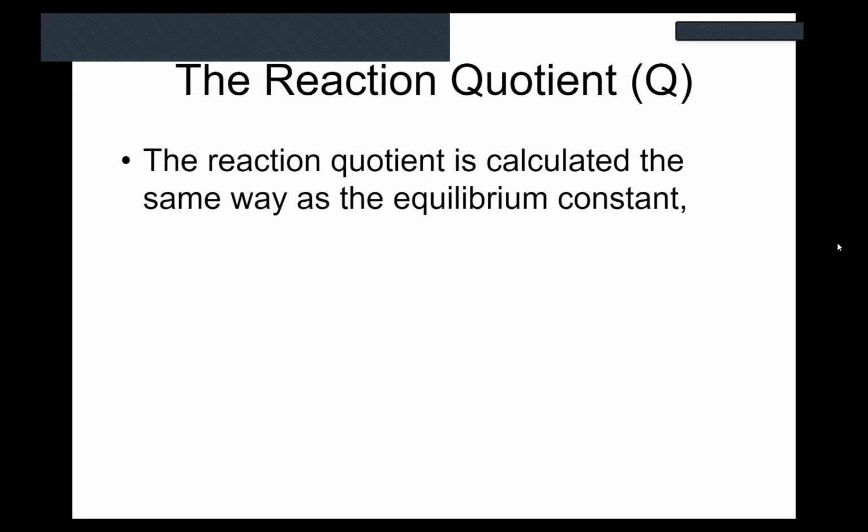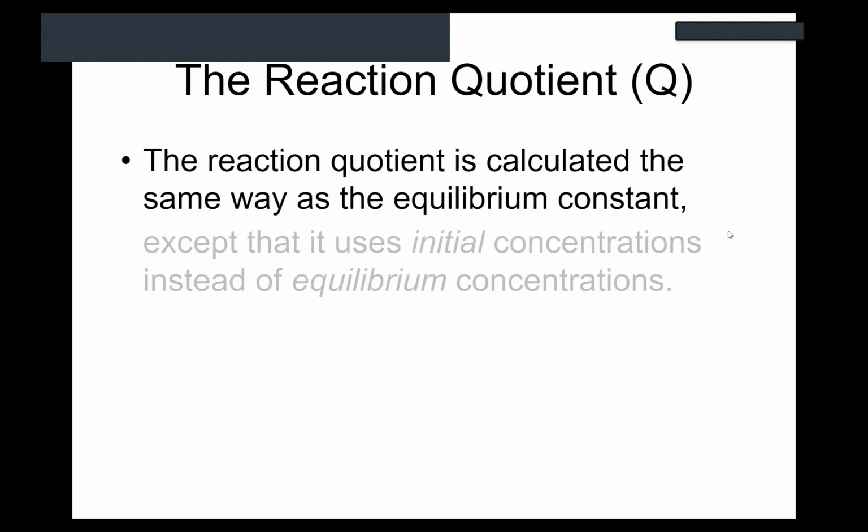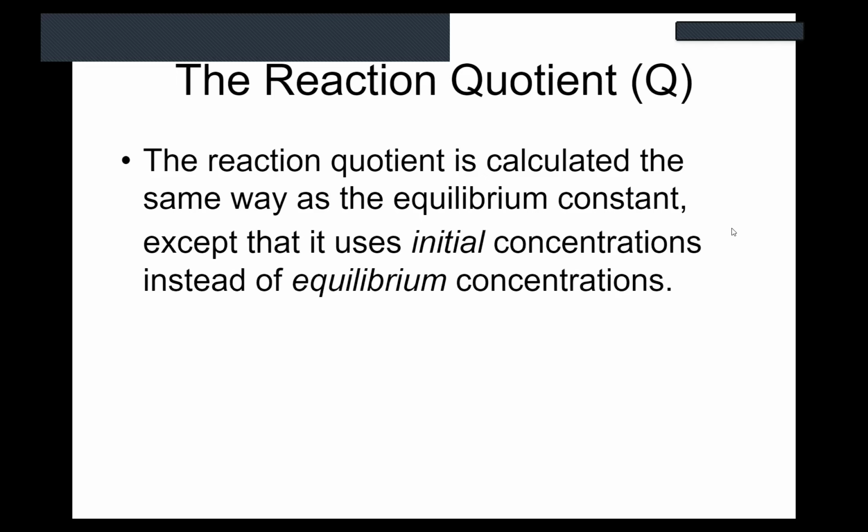The reaction quotient is calculated the same way as the equilibrium constant. Products raised to the power of their coefficients, all over reactants raised to the power of their coefficients, except that it uses concentrations that are not known to be at equilibrium, which we call initial concentrations, instead of concentrations that are known to be at equilibrium, which we call equilibrium concentrations.